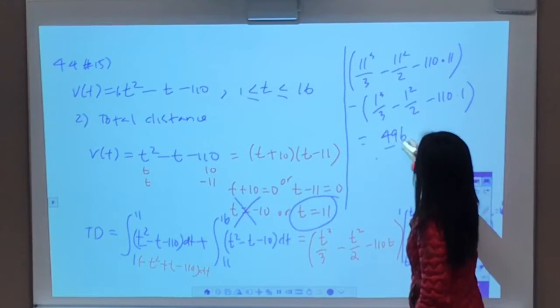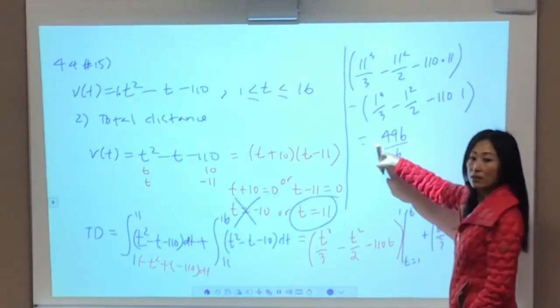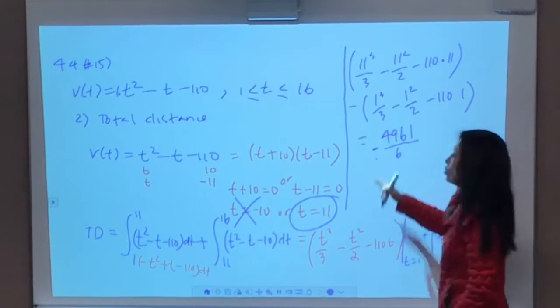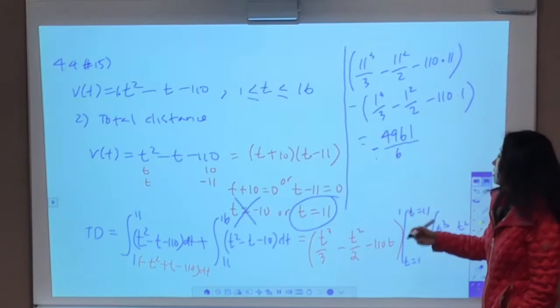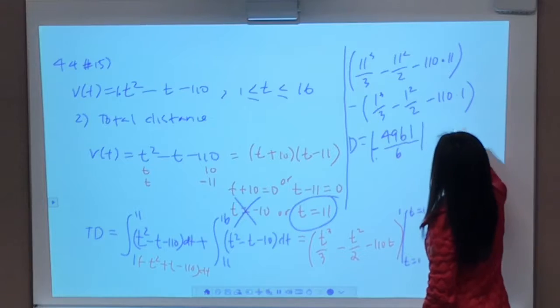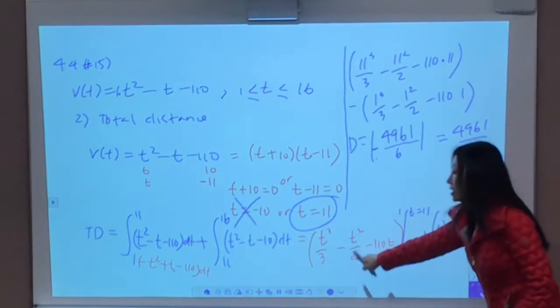496, 496 divided by what? 6. And this is a negative 4961. Yes, that's a negative. Okay, so you know this is negative, but I told you make it into what? Positive. So I'm gonna say, okay, since it's a distance, my answer is 4961 divided by 6. That's what I have from this.